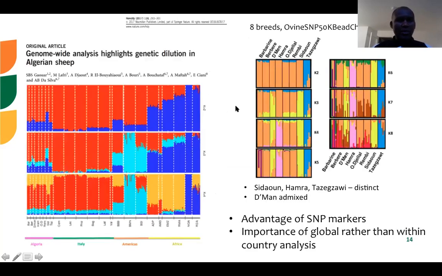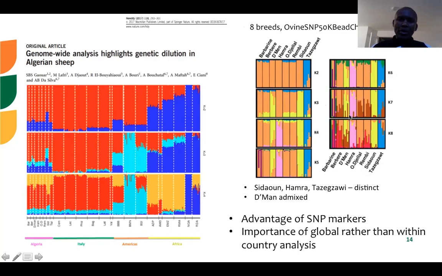One of these studies that I would like to talk about was done on Algerian sheep, and in this study, they analyzed 8 breeds using genotype data generated from the 50K SNP chip. When they did their analysis within the population, or within a country genetic analysis of the 8 breeds, they found out that the Hamra breed, the Sidaon breed, and the Tezagzawit breed were genetically distinct.